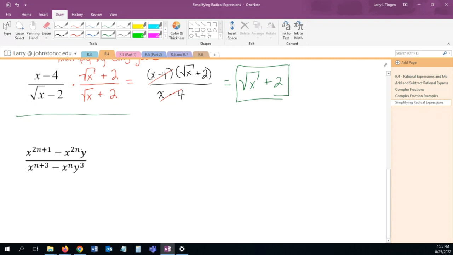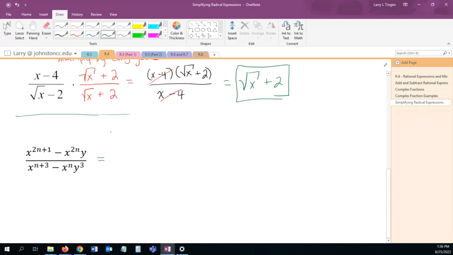All right, so let's take on this beast. Your printout may not be as nice. I've figured out how to import equations, so I'm really working on improving the notes as well. But we have x to the 2n plus 1 minus x to the 2n times y, all divided by x to the n plus 3 minus x to the n times y cubed. Do I have any common factors? Yes, I do. What are they?